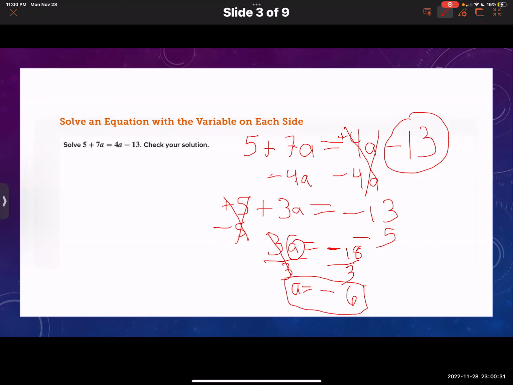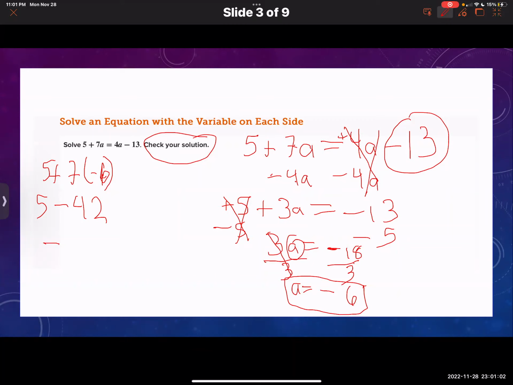I can check, right? It says check your solution to make sure you're right. We can substitute that -6 into the problem. So I can do 5 plus 7 times -6, right? Instead of A, it's -6. I can do order of operations. So multiplication first, player 1. 7 times -6 is -42. The 5 is still there. Can 5 really take away 42? It cannot. So I put a negative sign and then I go backwards.